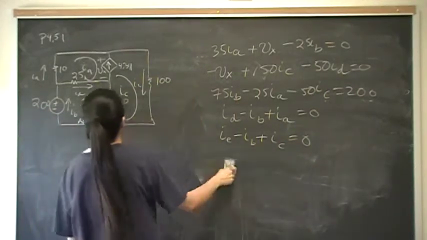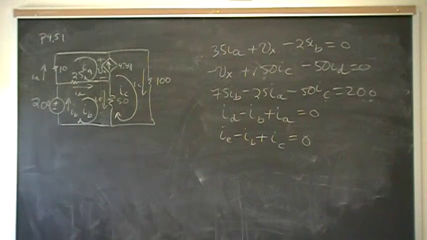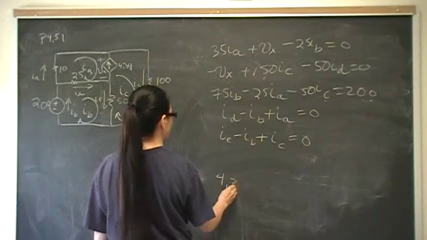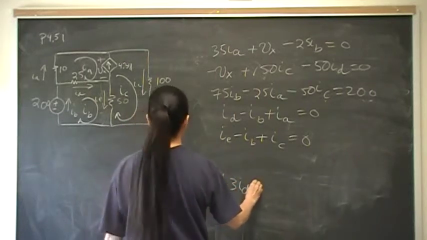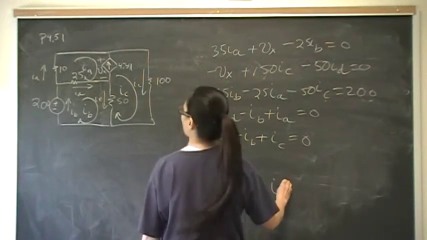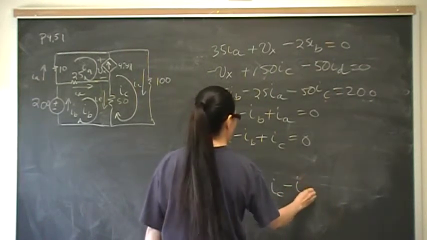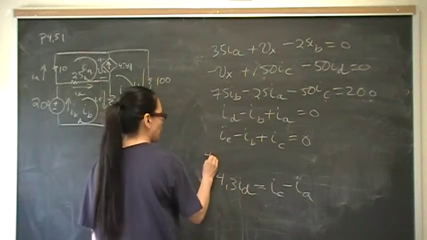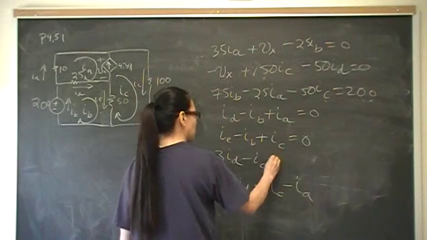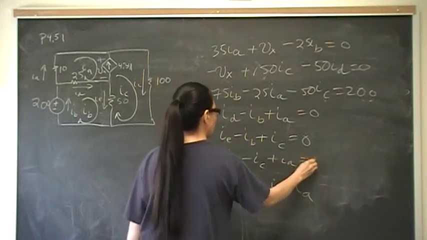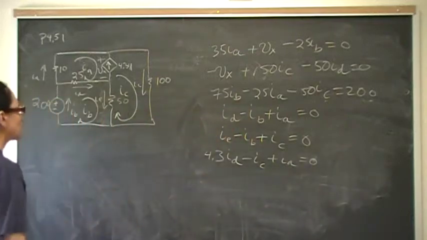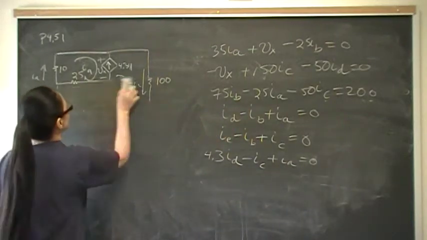And our final constraint equation is going to come from the current controlled dependent current source. Its net current, so we got 4.3 ID is equal to IC minus IA. So rewriting that, we got 4.3 ID minus IC plus IA is equal to 0. So now we got 6 equations and 6 unknowns, and we can go ahead and solve this matrix or this problem.